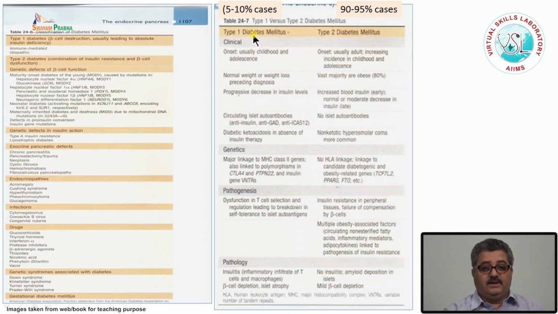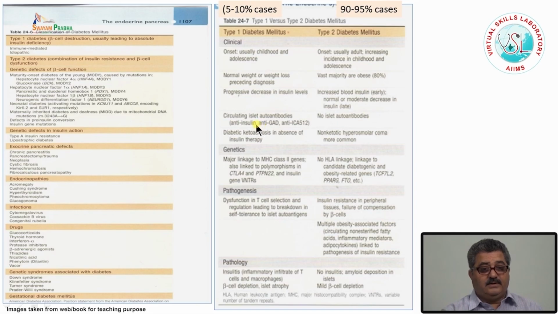For example, in type 1 diabetes mellitus, the clinical onset is in childhood or adolescence. The children are of normal weight, or they may present with weight loss, as compared to type 2 diabetes mellitus, where the majority of the patients are obese. In type 1, there is decreased insulin secretion and an absolute deficiency of insulin. Whereas in type 2 diabetes, the insulin may be normal or increased in the initial stages, and it is decreased in the later stages.